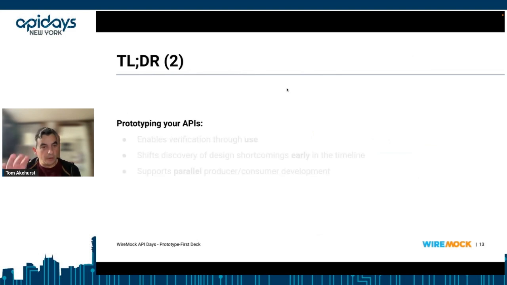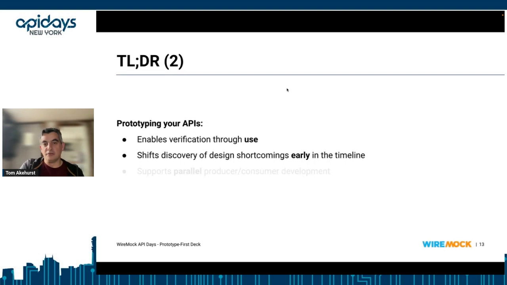And that's about all I have to say. I'm hoping that if you've taken nothing else away from this talk, you'll take away the fact that prototyping APIs enables verification through use. It shifts discovery of design shortcomings earlier in the timeline, so you can correct them far more cheaply and be more productive. And then it gives you a further productivity enhancement by parallelizing producer and consumer development. So when discussing this with your organization's management, you can say we can deliver in a shorter timeline rather than longer because of the benefits of this parallel producer-consumer development.